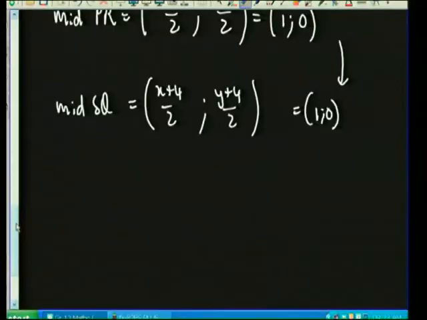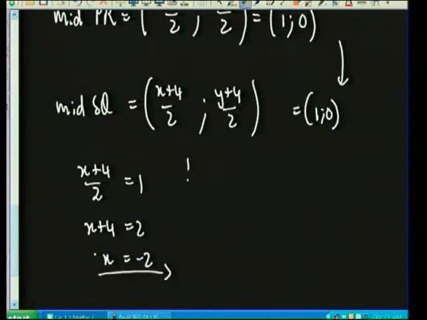Okay, so what I do know is that x plus 4 over 2 had to give me an answer of 1. I can cross multiply. x plus 4 is then equal to 2. And so then my x is equal to minus 2. It's going to be 2 minus 4.